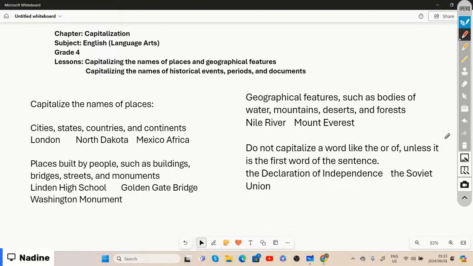And if we look at examples of that, we can say the Nile River and Mount Everest, because those are geographical features.